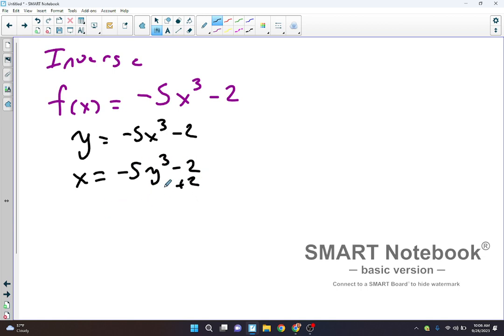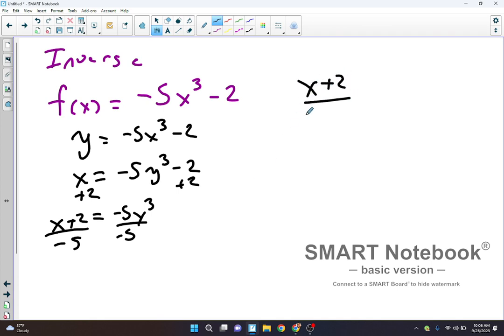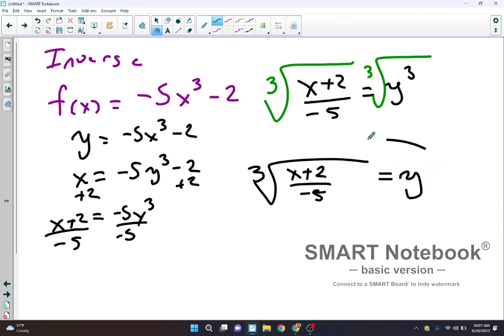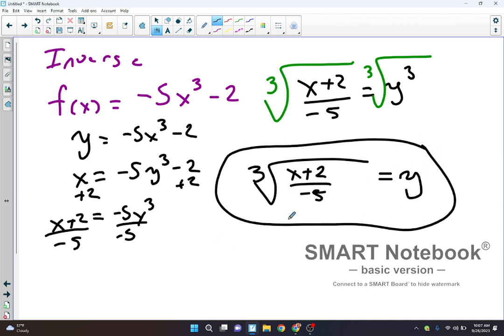So I would do plus 2 first. Divided by negative 5. X plus 2 divided by negative 5 equals y cubed. And to get rid of a cube, you got a cube root. So your final answer is the cube root of x plus 2 over negative 5. You can rewrite the negative however you want, equals y. You can put the negative on the outside, it doesn't really matter.